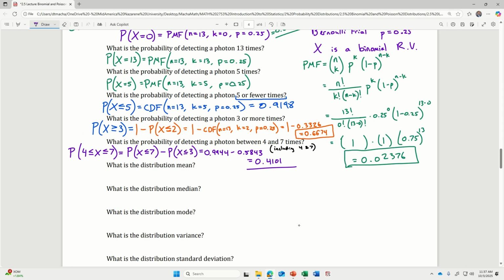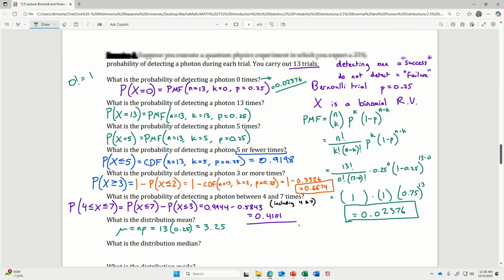Next, what does the distribution mean? Well, this is a binomially distributed random variable, and so you should have this formula memorized. This is n times p, which is going to be 13 times 0.25, and 13 times 0.25 is 3.25. Nice and easy. What is the distribution median?